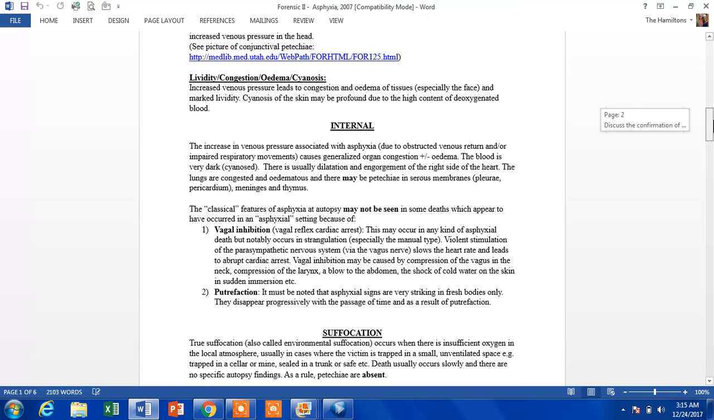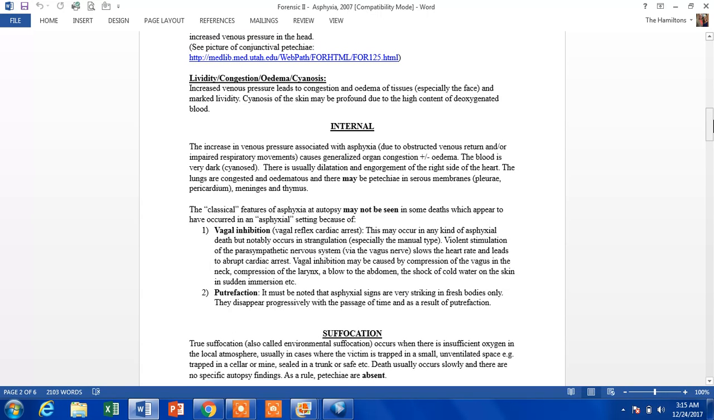Okay, and the next one says lividity, congestion, edema, cyanosis. Increased venous pressure leads to congestion and edema of tissues, especially the face, and marked lividity. Cyanosis of the skin may be profound due to the high content of deoxygenated blood. I am so sorry, y'all. I'm very tired after this. I've got to go to sleep.